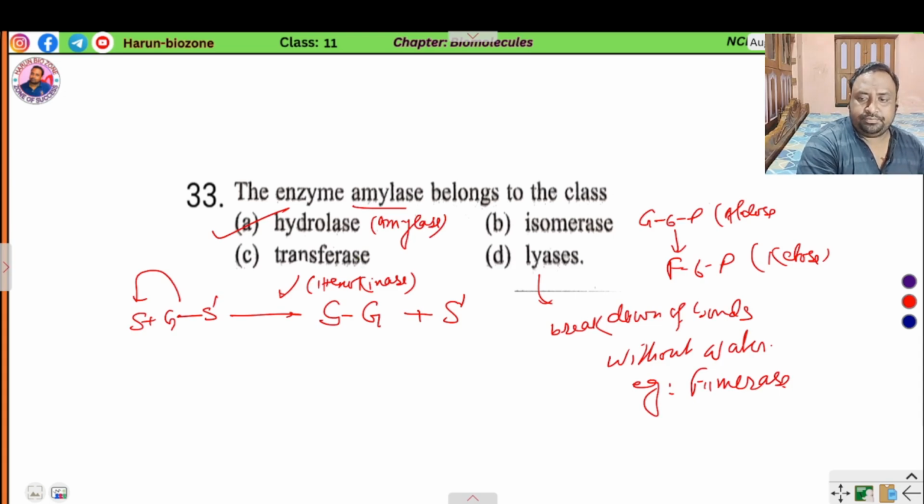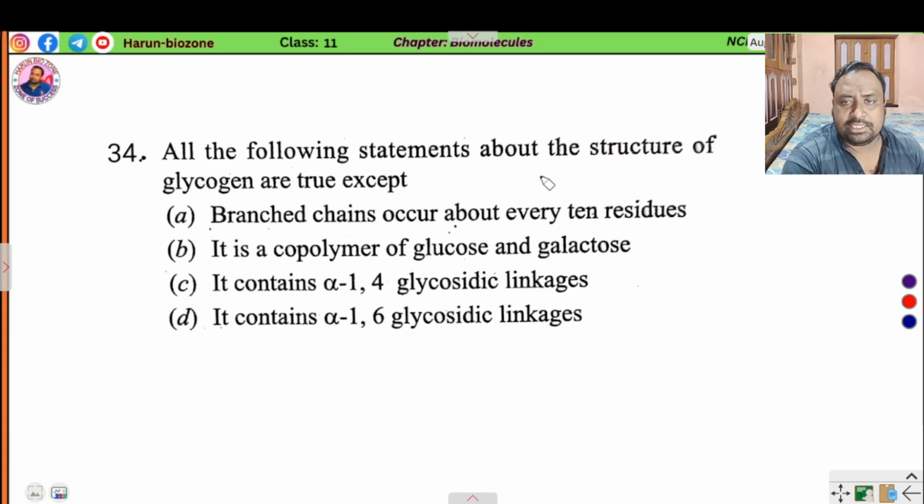The next question. All the following statements about the structure of glycogen are true except: glycogen is a storage product of animals, fungi and some bacteria. When the blood glucose level is high, glucose is converted into glycogen in the presence of the hormone insulin, and it is stored in skeletal muscle and liver. It has a branch chain about every 10 residues. True, except it is a copolymer of glucose and galactose. It is a polymer of only glucose, not glucose and galactose. This is the wrong statement.